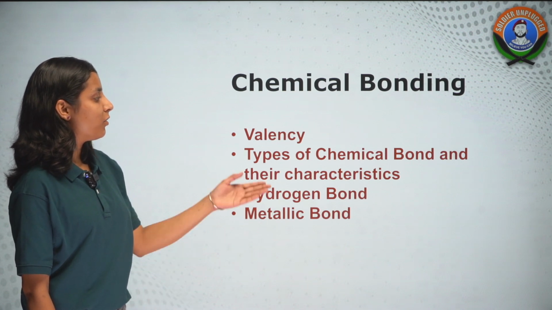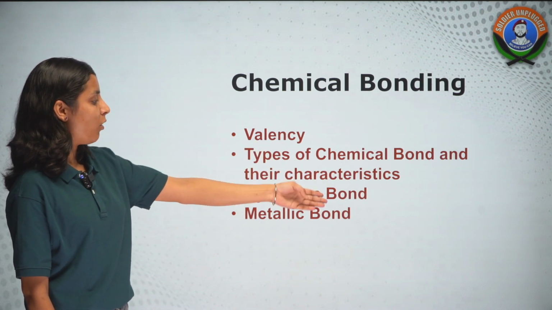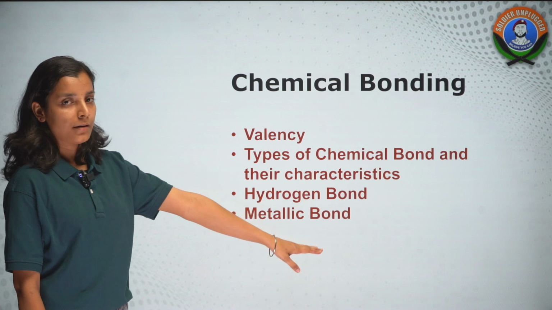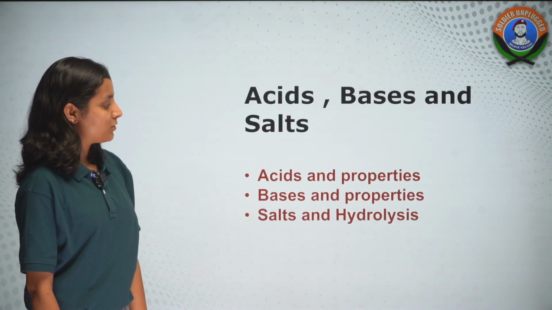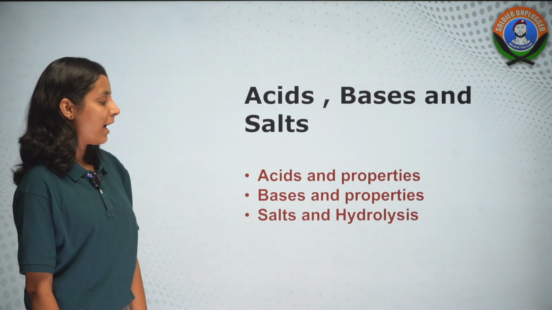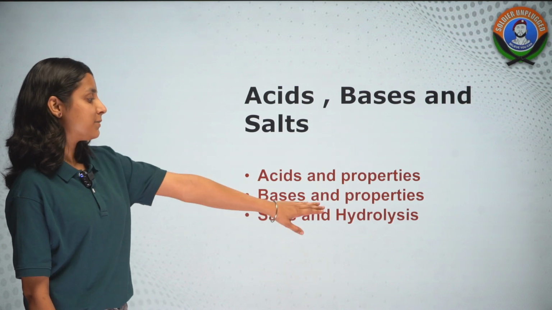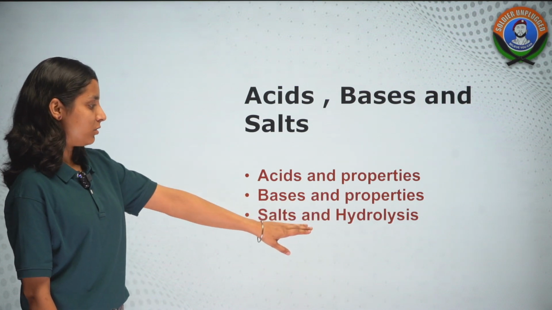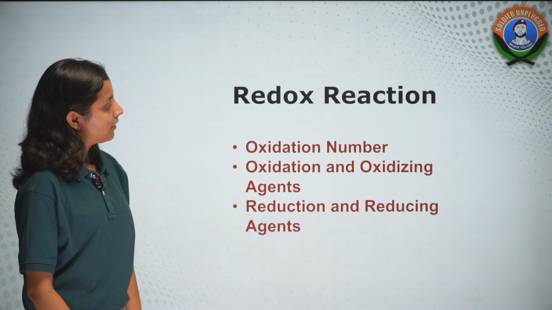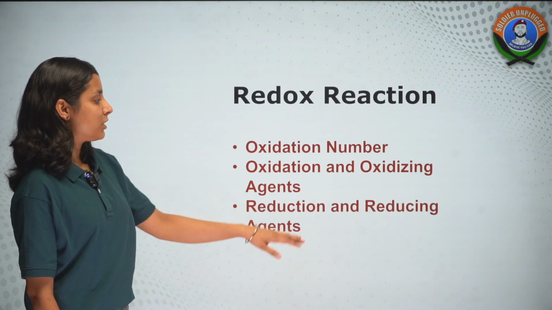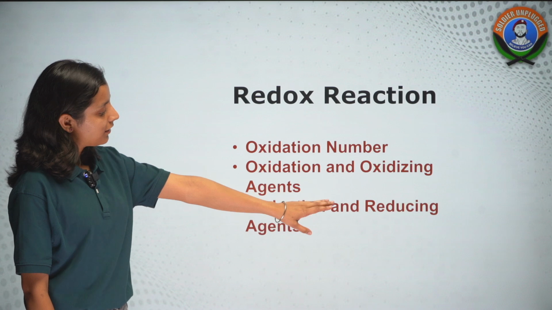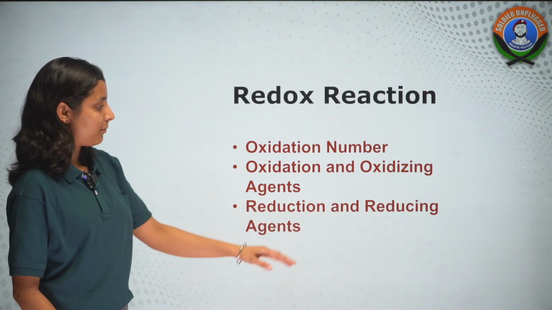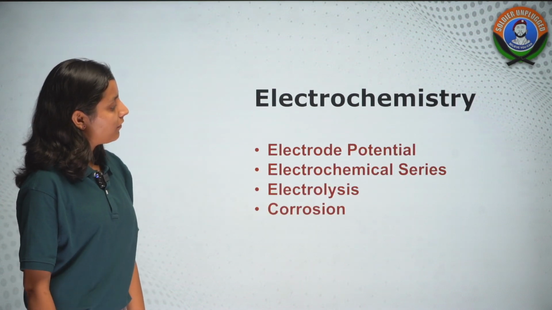In this we'll study valency, then types of chemical bond, hydrogen bond and metallic bond. Then we have acids, bases and salts. In this we'll talk about acids and their properties, bases and their properties, hydrolysis and salts. In redox reactions we will talk about oxidation number, oxidation and oxidizing agents, then reduction and reducing agents.